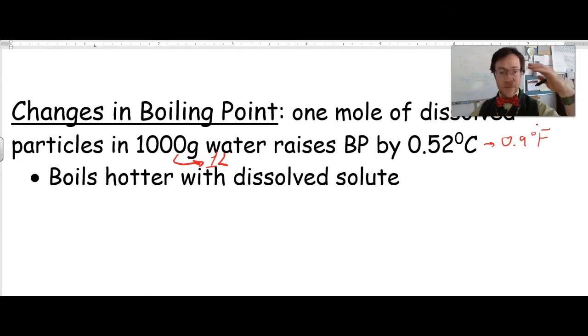And man, this is what maple sugaring is all about. If you talk to folks that sugar, you take the maple sap and you boil it, and you boil it and boil it until it gets to a certain temperature, right?